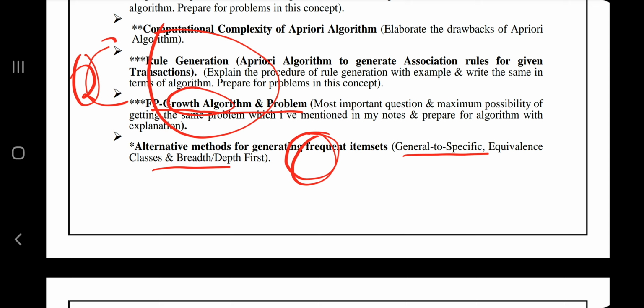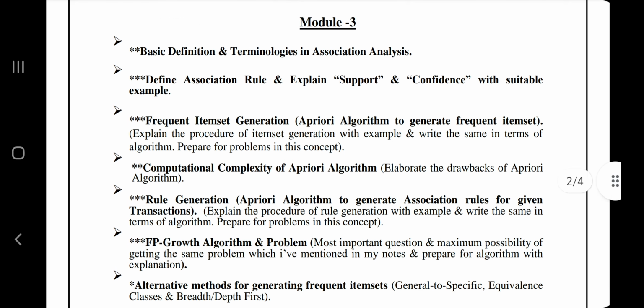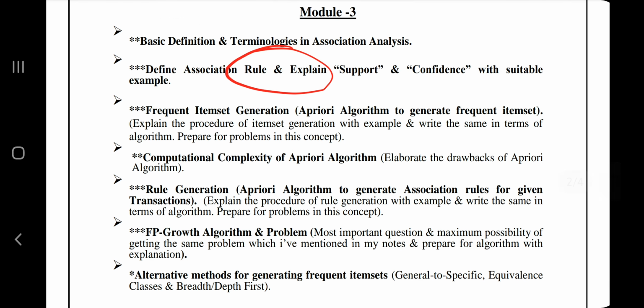Okay, so those are the topics, and I hope you got to know what you need to focus on: the definitions, the frequent item set algorithm, the FP growth algorithm, and the problems. So that's all you need to focus on. Let's move on to the notes.